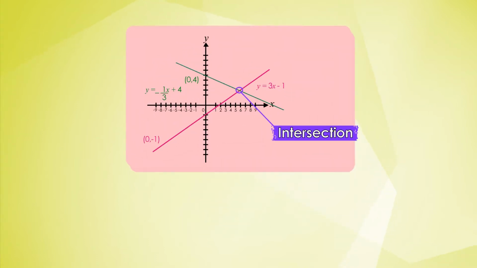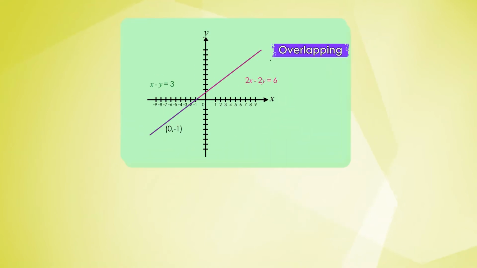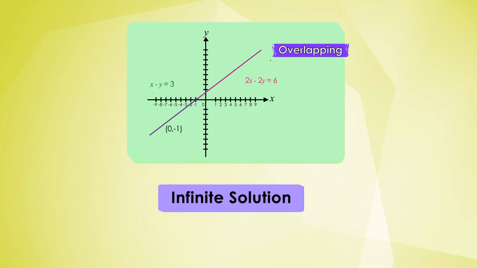When the graphs of both equations intersect, it is said that the linear equations in two variables have one solution. The solution is the point of intersection of both graphs. When the graphs of both equations overlap each other and the intersection points are all the points on this line, it is said that the linear equations in two variables have infinitely many solutions.